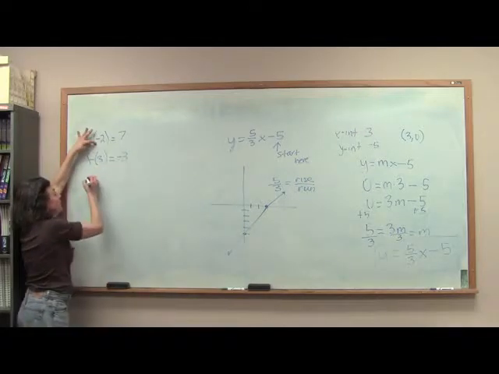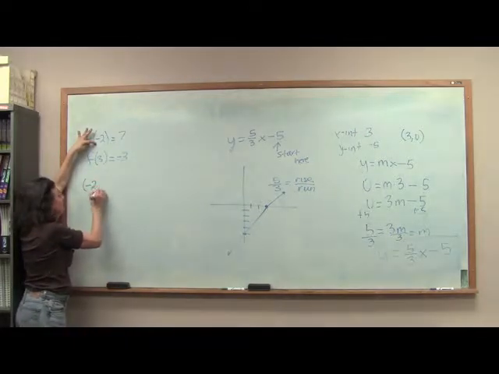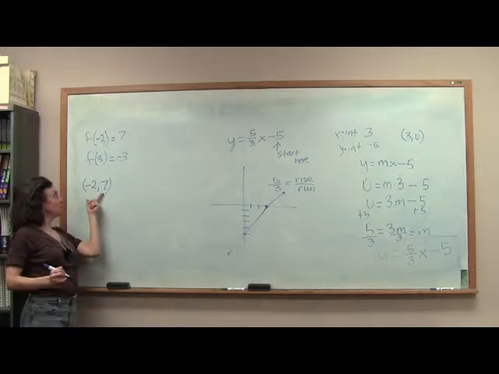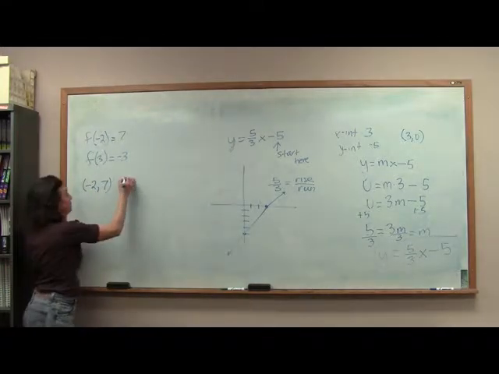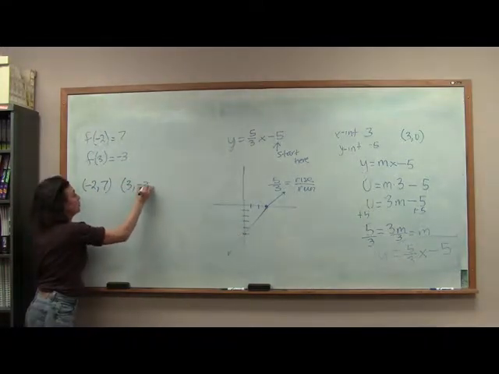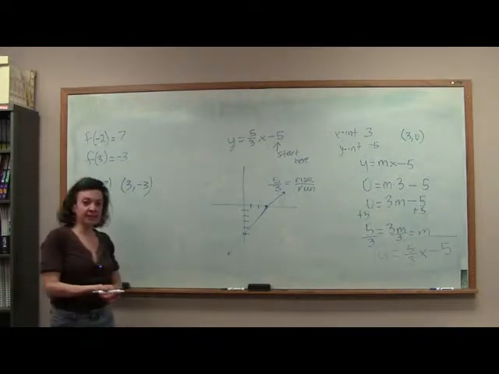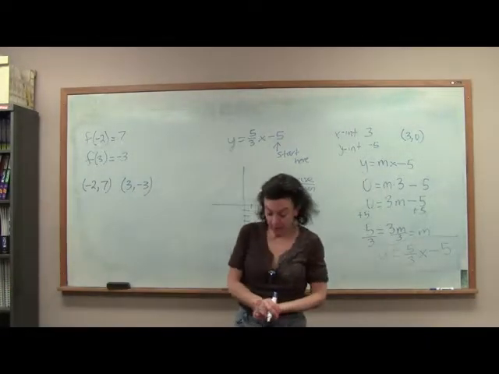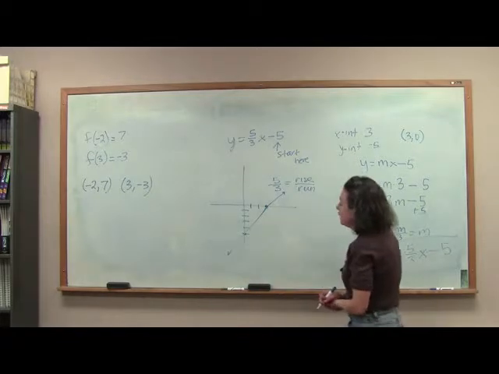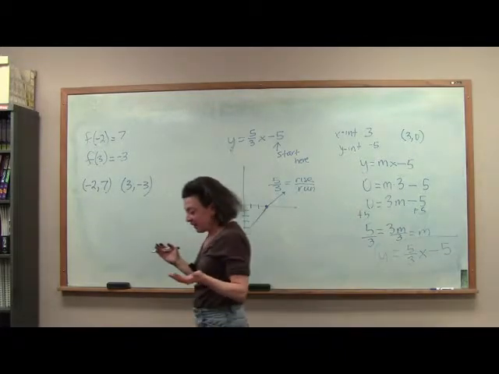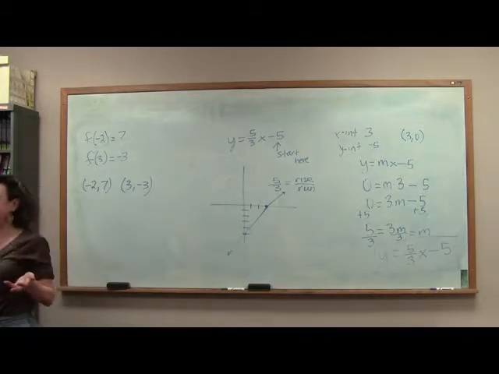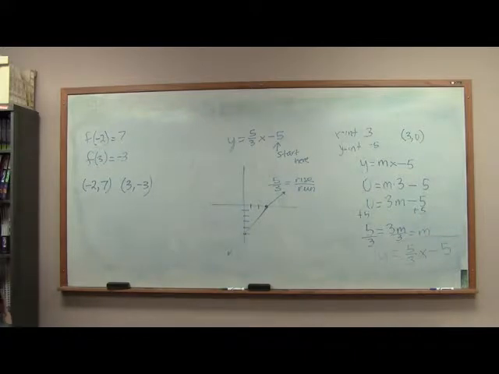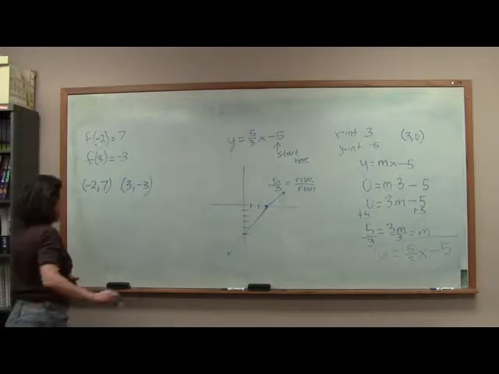So, my first statement tells me your corresponding ordered pair is -2, 7. And my second ordered pair is 3, -3. Okay, now I can't use y equals mx plus b, and I can't use the y minus y1 equals m times x minus x1 until I find my slope. Either way, I gotta find my slope.